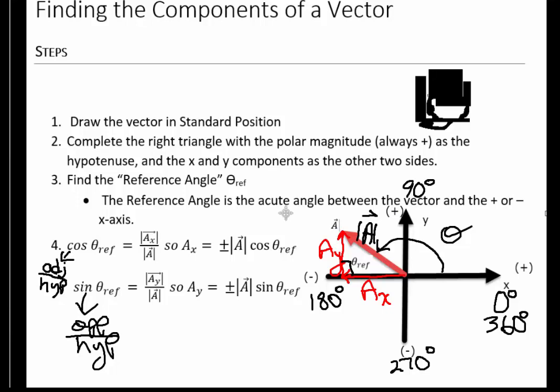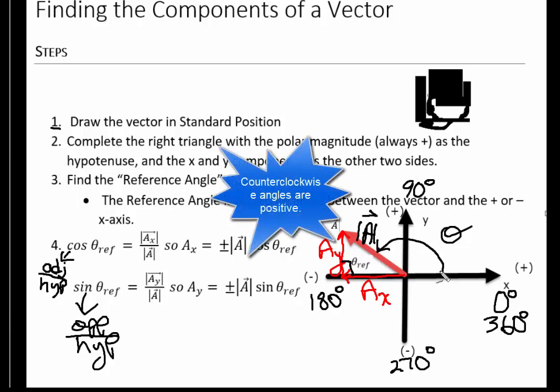Let's talk about how to find the x and y components of a vector. There are four basic steps. Step number one is we draw the vector in standard position. Standard position means that the positive x-axis is the initial side of the angle, and we rotate through angle theta, where counterclockwise angles are positive, to place the vector in the correct quadrant.